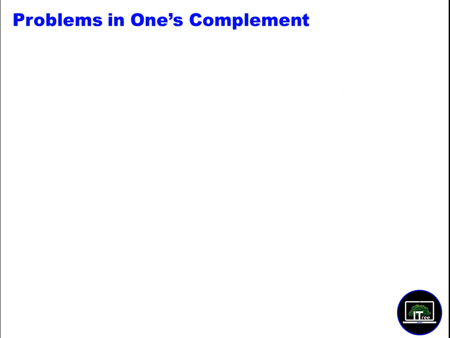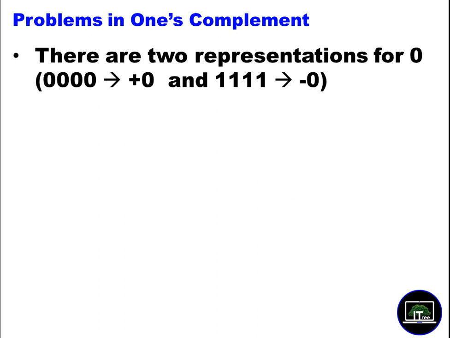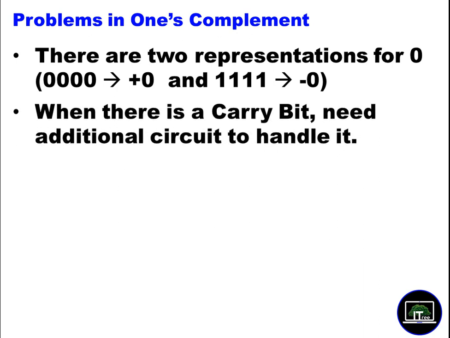But what is the problem with 1's complement? The first problem, there are two representations for the 0. Then when we have a carry bit, you have to make additional calculation. So you need an additional circuit to handle the carry bit. So these are the problems with the 1's complement. There are two representations for 0, that means positive 0 and the negative 0. When there's a carry bit, you have to have an additional circuit to handle that one.